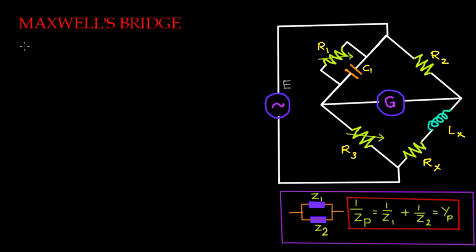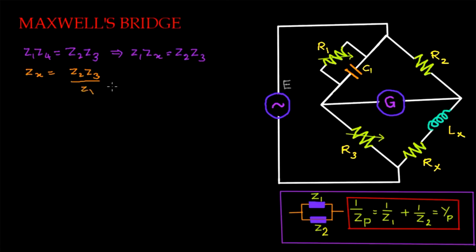Now we know the basic equation of bridge balance. That means the impedances of the opposite arms are equal. So here R1 C1 is one arm and Rx Lx is another arm, and the product of their impedances is equal to that of R2 R3. So let me write the equation of basic bridge balance. That is Z1 Z4 equal to Z2 Z3. We can rewrite the equation as Z1 Zx is equal to Z2 Z3. From this we can find the equation for Zx, the unknown impedance. So Zx is equal to Z2 Z3 by Z1.